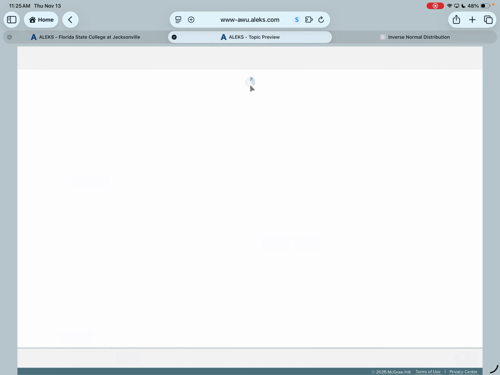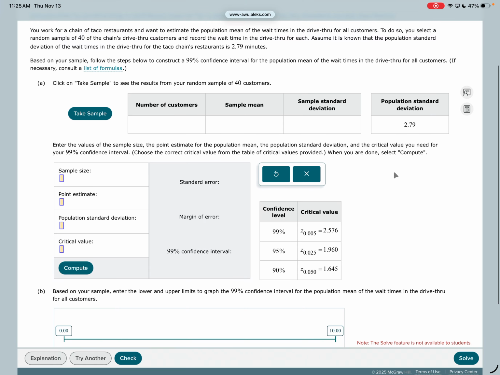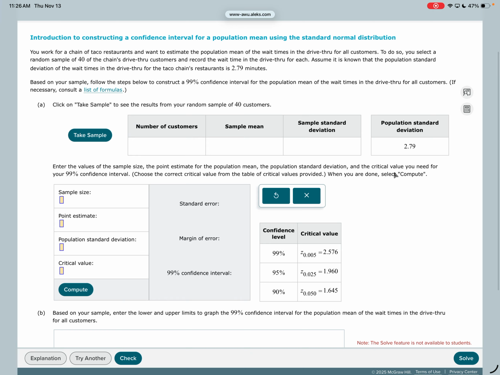Okay. So now we are going to actually construct a confidence interval. It starts easy and gets a little harder. I like the take a sample button here. You work at a chain taco restaurant and want to estimate the population mean of the wait times in the drive-thru for all customers. To do so, you select a random sample of 40 of the chain's drive-thru customers and record the wait time for each of those. Assume it's known that the population standard deviation is 2.79. Based on your sample, follow the steps for a 99% confidence interval.